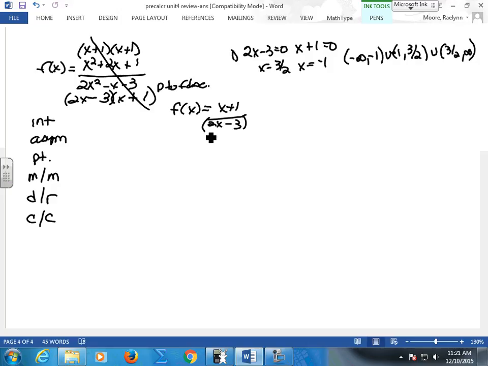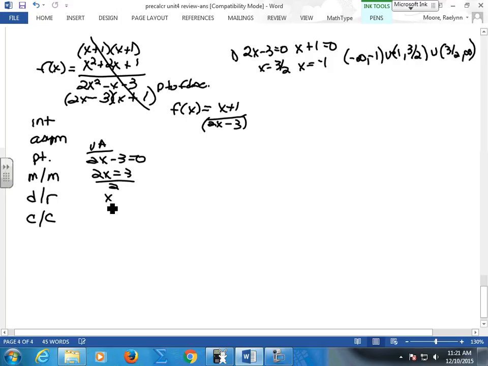Let's hit your vertical asymptotes. Vertical asymptotes is what's left in your denominator. I'm left with 2x minus 3. So 2x is equal to 3, divide by 2. X is equal to 3 halves. And wasn't that part of my domain restriction, 3 halves?